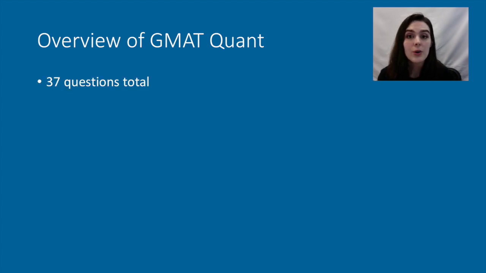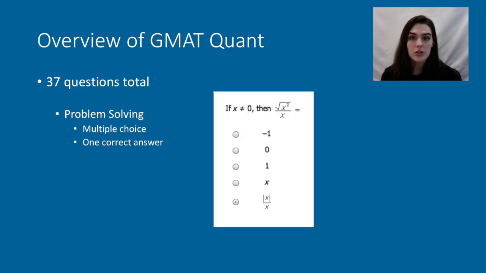Now, these 37 questions are going to be split between two different types of quant questions. Now, the majority of these questions are going to be problem solving, and problem solving questions look like this example. Now, if this looks familiar to you, good. That means you've been paying attention since elementary school. This type of question is on pretty much every standardized test that involves math.